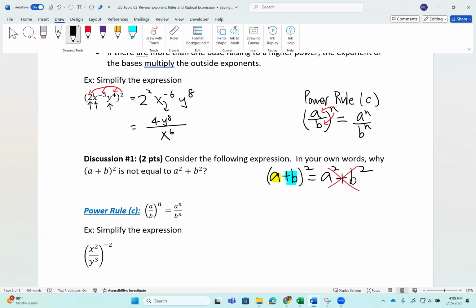So exactly what is a plus b, whole thing squared? Well, for right now, since the exponent 2 is sitting on top of the a plus b, you can look at it as a plus b times a plus b. We will talk further about this in the next topic.